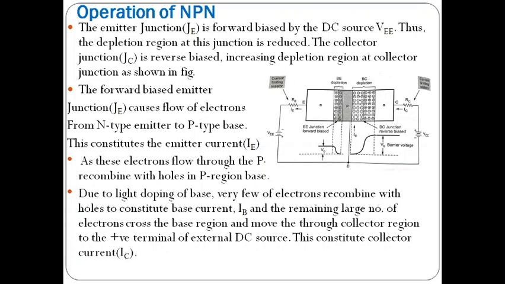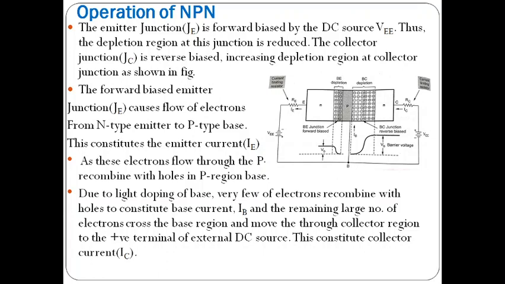Clear? So here we need to observe, we are considering only majority charge carriers. I said the NPN transistor is a bipolar junction transistor. Where are the other charge carriers? That means where are the minority charge carriers? So we are considering only majority.